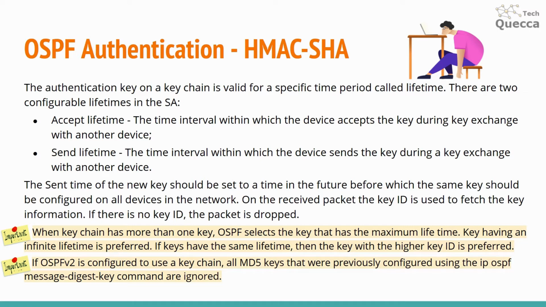On the received packet, the key ID is used to fetch the key information. If there is no key ID, the packet is dropped. When a keychain has more than one key, OSPF selects the key that has the maximum lifetime. Key having an infinite lifetime is preferred. If keys have the same lifetime, then the key with the higher key ID is preferred. If OSPF version 2 is configured to use a keychain, all MD5 keys that were previously configured using the IP OSPF message-digest-key command are ignored.